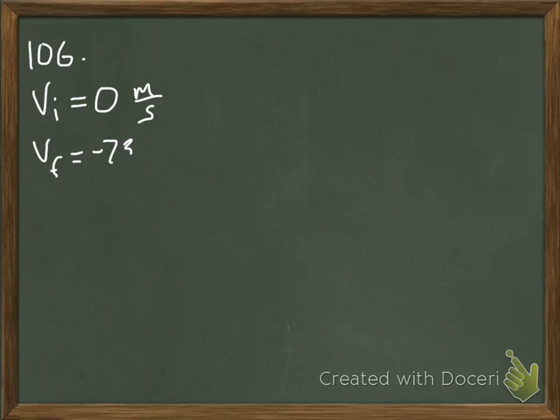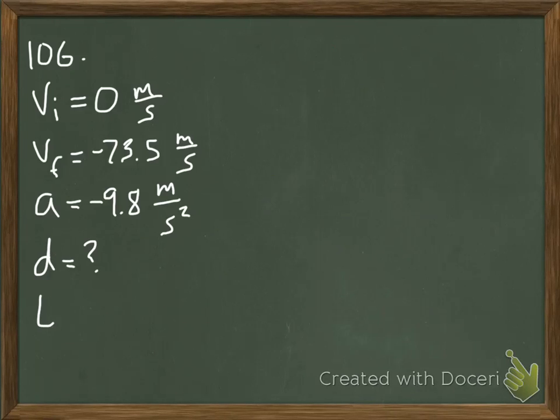Number 106, we are dropping something. Let me stop here for a second. Anytime we're dropping something, our velocity initial is going to be 0. The only time it won't be 0 is if you're throwing something up or throwing something down, but if you're just dropping it, it's always going to start at 0. The final velocity is given. It's a negative number because we're dropping it, so it's falling down, and we always call downwards negative.